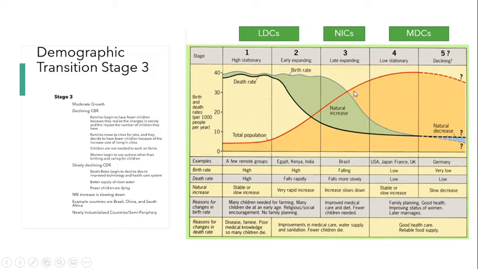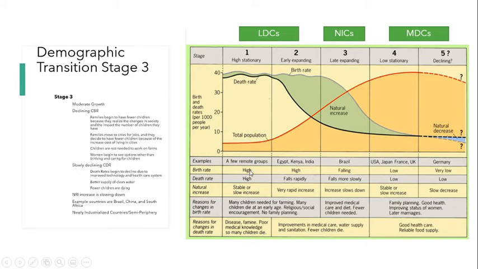And we see this population increase. Why is that? So we have a declining crude birth rate. Families are beginning to have fewer children because they realize the changes in society and the impact in the number of children they have. Families now have to move to cities for jobs, and they decide to have fewer children because of the increase in cost of living in cities.